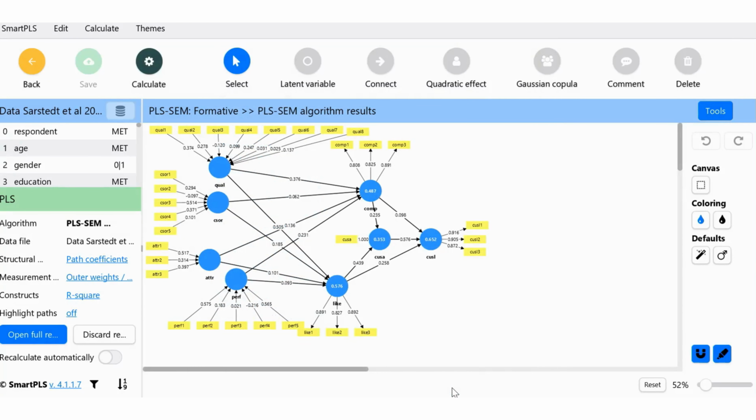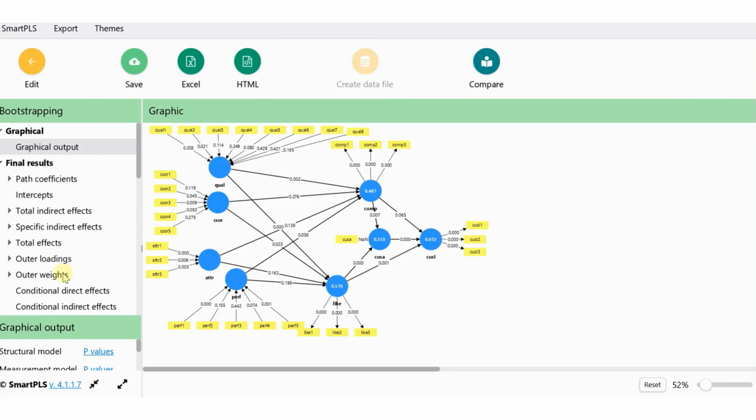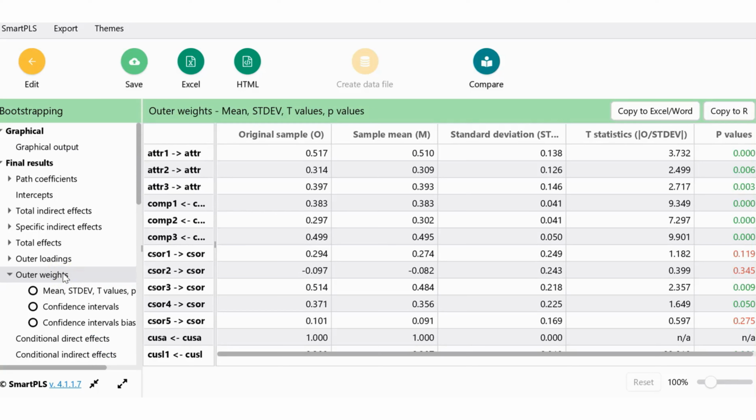Once the bootstrapping is run, we are going to check the outer weights. Now in the outer weights, you can see that each of the constructs is given here with its indicators. When you run this bootstrapping, we are trying to see the p-value. If the p-value is less than 0.05, then there is no issue. But if it is greater than 0.05, here we are going to decide whether we should retain that indicator or not. If it is greater than 0.05, you can see it's highlighted in red. In such a case, what do we do?